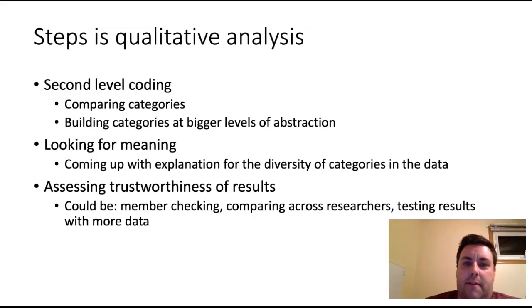The last step in qualitative data analysis is really assessing the trustworthiness of the results. It could be member checking, which is where you go back and present findings and categories and things like that to people who were part of the focus groups or the interviews. You could compare across researchers, which is where researchers compare the categories that they've come up with to see if they've come up with similar kinds of results. Or you can test results with more data. So that might be data that you reserved specifically for this, or data from another focus group or interview that you didn't include in the analysis.